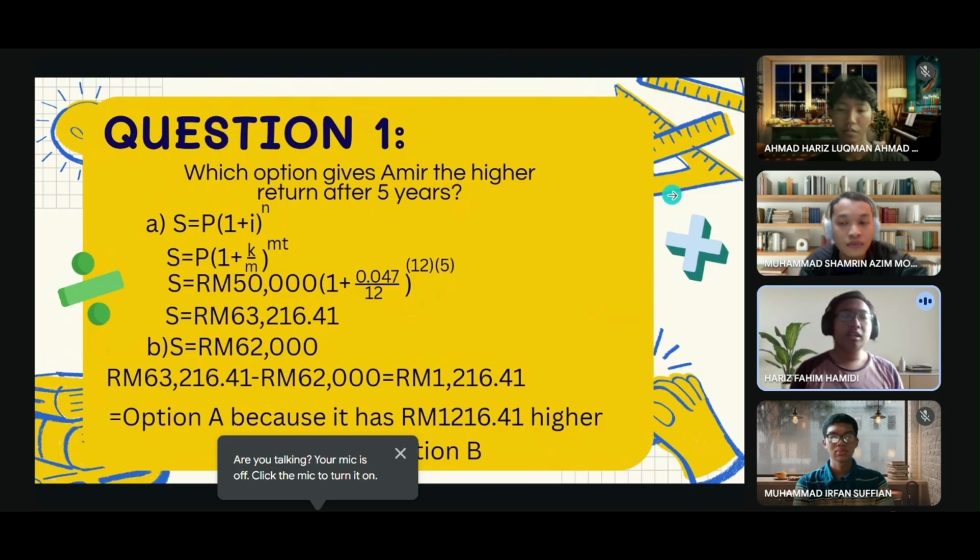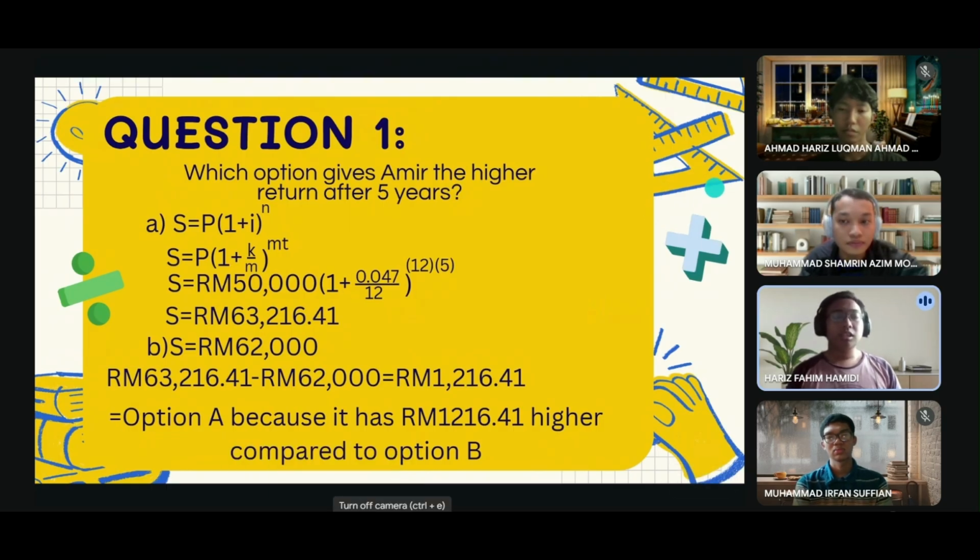Once we compare answer A and subtract 60,000 ringgit, we will get the difference of 1,216 ringgit and 41 cents. So Ame will be choosing option A because it is 1,216 ringgit and 41 cents higher compared to option B. Next slide, please.